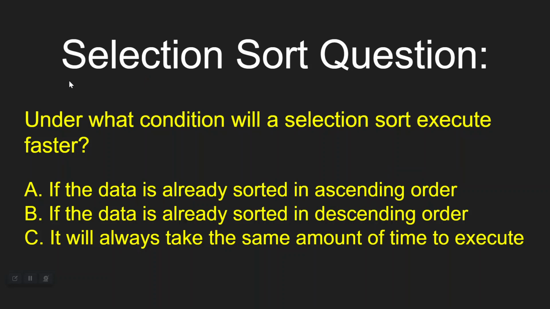So we're going to look at just a couple of quick questions, and then we're going to do the same thing for the insertion sort. So a quick question here. Under what condition will a selection sort execute faster? Now that you know how it works, which one's going to execute faster? If the data is already sorted in ascending order, if the data is already sorted in descending order, or it will always take the same amount of time to execute.